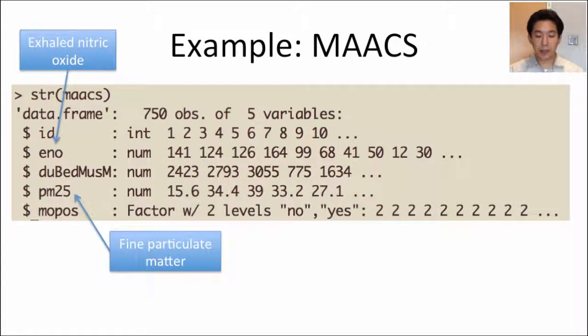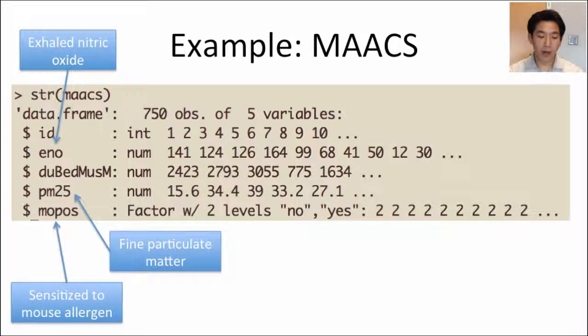The next variable I want to highlight is fine particulate matter. This is dust that is less than 2.5 microns in diameter, so it's very fine dust. And the last variable I want to point out is the mouse positive variable. This is a skin test that the children do, which tells us whether they're allergic to mouse allergen or not.